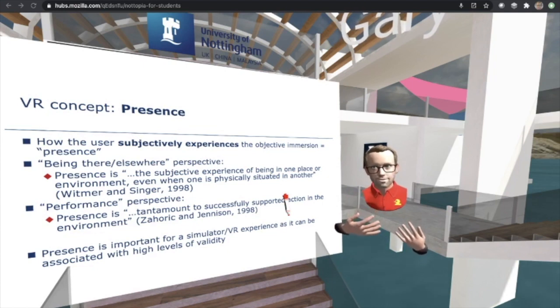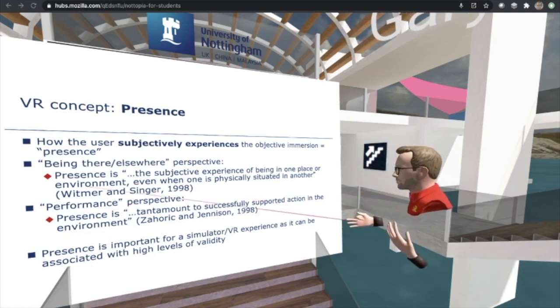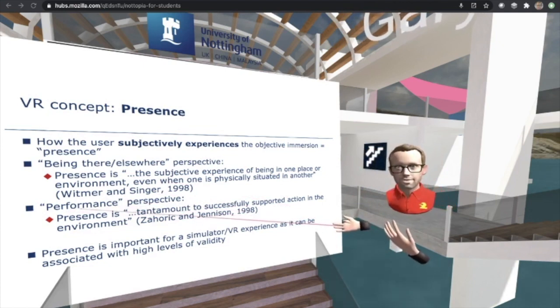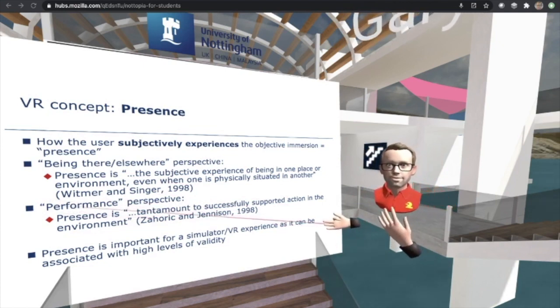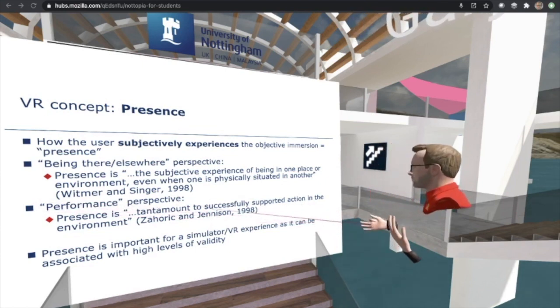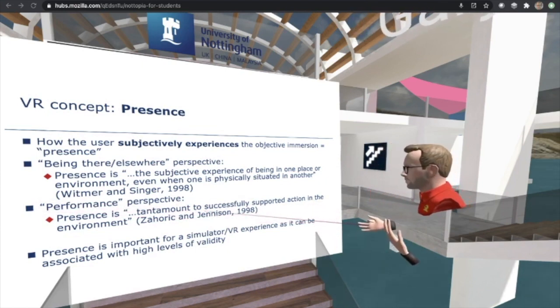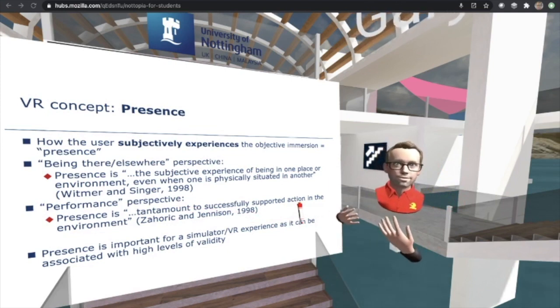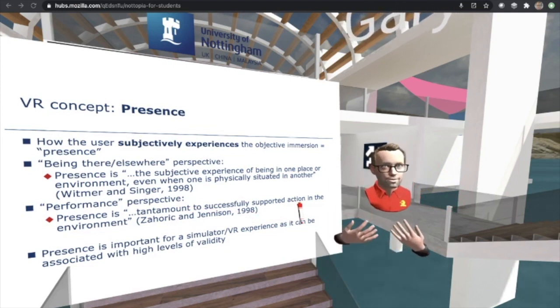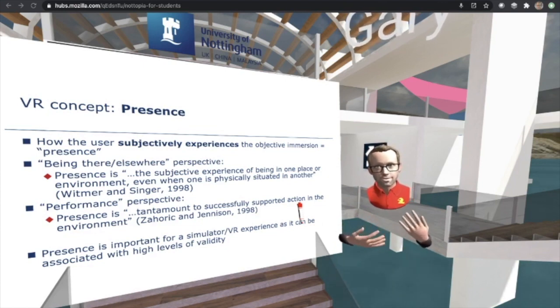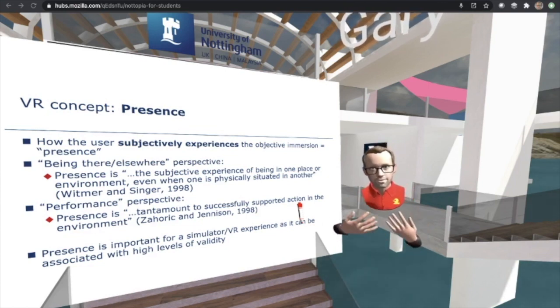There are other parts of presence, and a different way of thinking about it is just in terms of performance. So if we have appropriate levels of performance, or success, as it says here, successfully supported action in the environment, then we have high presence. So in many ways, that's associating presence with validity.